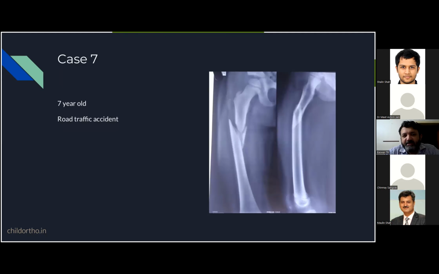Now, another child, a 7-year-old with a road traffic accident, a similar fracture, but in this case you can see that there's a large butterfly fragment. We have a few options here. Obviously, TENS may not be the option because cortical support is missing, and TENS may be a bit unstable if you introduce that. Submuscular plating is an option at this age, but we reduced it on the table and we felt that the reduction could be achieved with a hip spica.